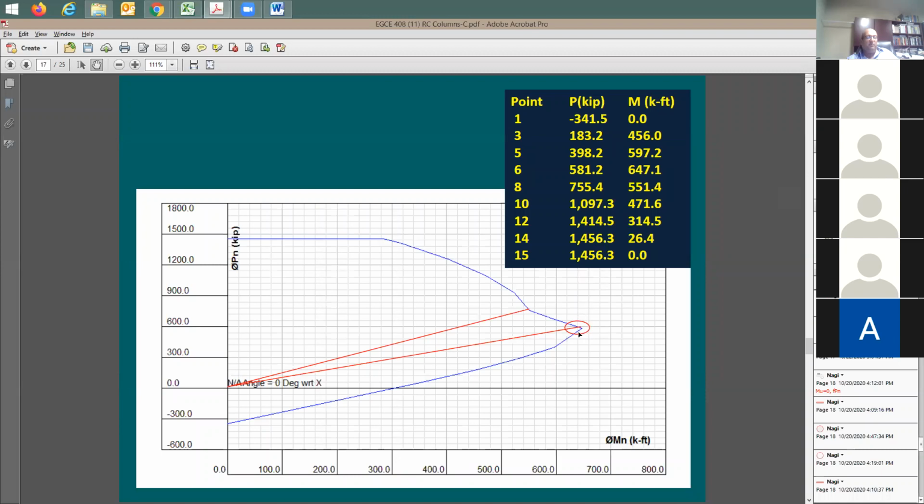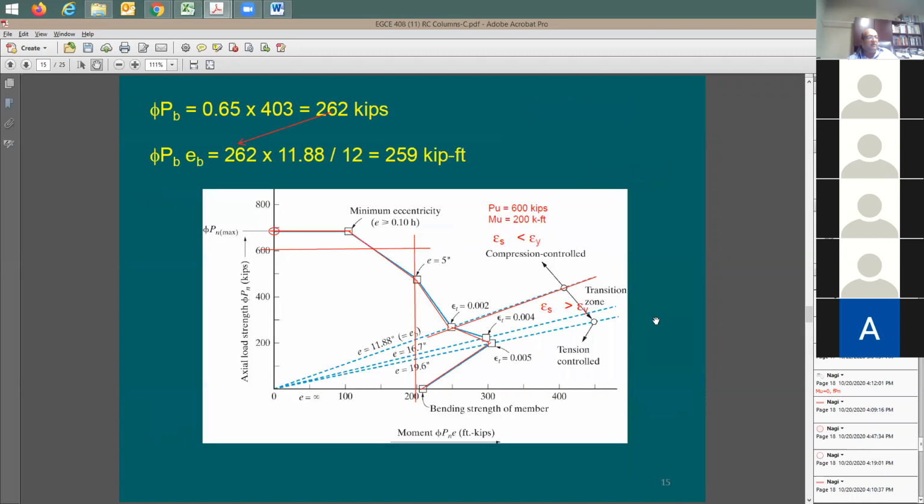Here's what happened. At this point, the strain in the tension steel is going to be equal to, look at this, this point. It's going to be 0.005. So the strain here in the tension steel is going to be 0.002, and here it's going to be 0.005.